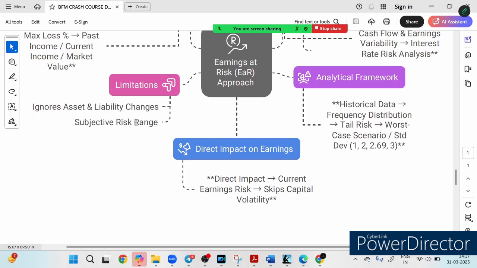The limitation of EAR is that every model has its flaw. EAR ignores changes in asset and liability and rely on subjective risk range, which means it may not always provide a complete picture of the financial risk. So EAR is simple yet effective tool to measure how external risk impact earning, but it should be used alongside other risk management strategy for a well-rounded financial shield.